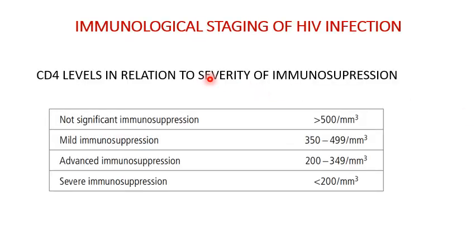And we saw the clinical staging, and there is also immunological staging. So you should consider the CD4 levels also. This should always be correlated with your clinical findings in order to decide the ART therapy. When the CD4 level is more than 500 per cubic millimeter, there is no significant immunosuppression. When the cell count is between 350 to 500, it means mild immunosuppression. When it is between 200 to 350, it is advanced immunosuppression, and when it is less than 200, it is severe immunosuppression.